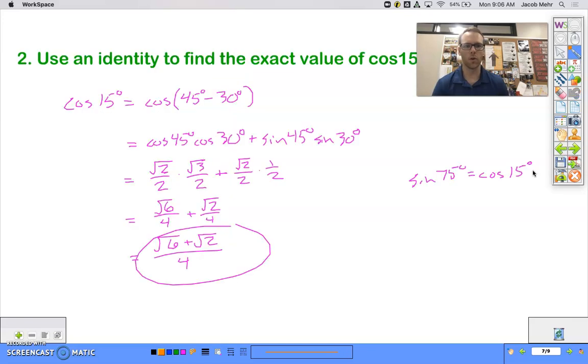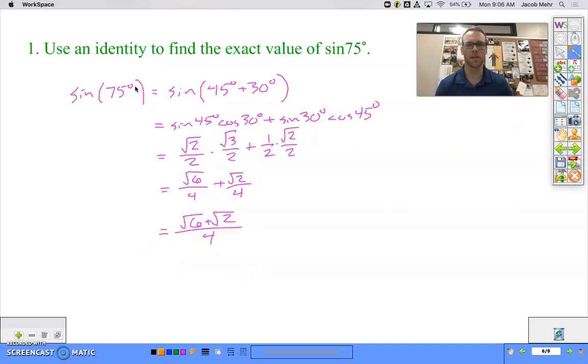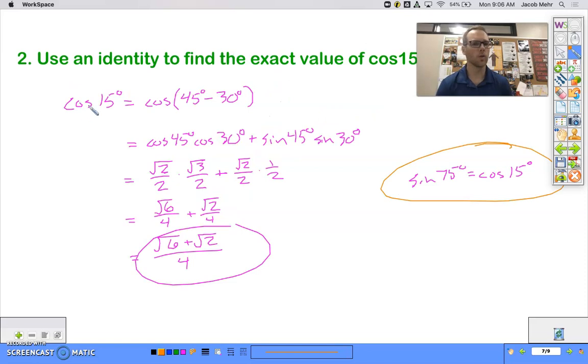And I first want to go back to this last example from the previous video. What did we say here? We noticed that the sine of 75 degrees equals the cosine of 15 degrees. We used sum and difference identities. We first did the sine of 75 degrees, and we found out it's the square root of 6 plus the square root of 2 over 4. And then we did the cosine of 15 degrees using a difference identity, and we found out it's the same exact thing, the square root of 6 plus the square root of 2 over 4. So the sine of 75 degrees equals the cosine of 15 degrees.